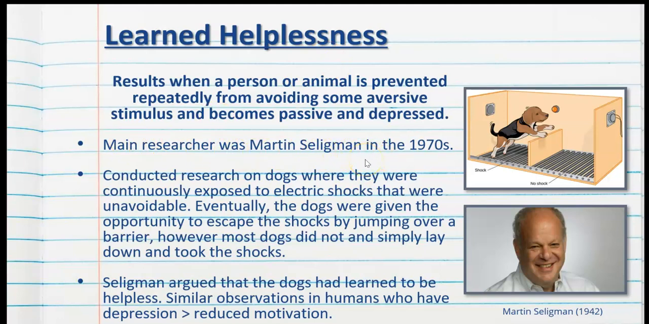He conducted infamous research on dogs where they were continuously exposed to electric shocks that were unavoidable through the floor of a box, similar to this. Eventually, the dogs were given the opportunity to escape the shocks by jumping over a barrier. However, most dogs did not and simply lay down and took the shocks. Seligman argued that the dogs had learnt to be helpless, and similar observations in humans who have depression also mimic learned helplessness in terms of reduced motivation.